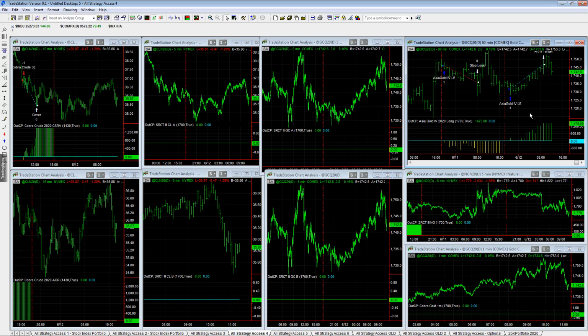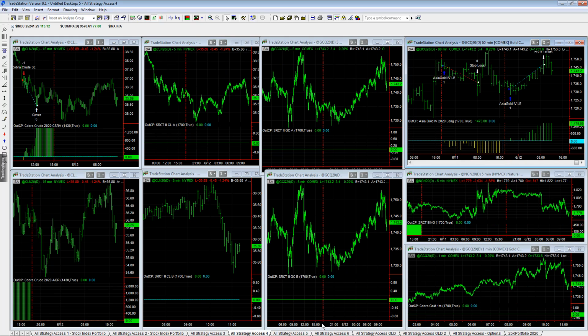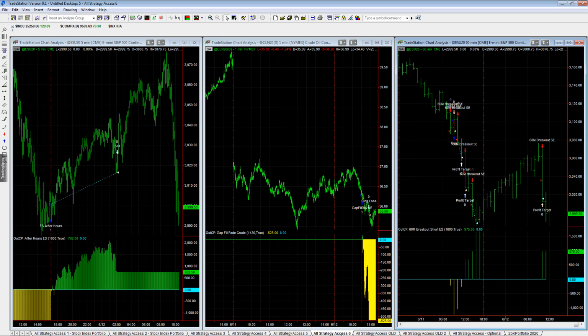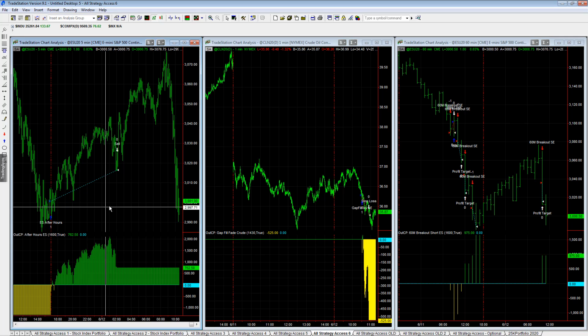If you're trading all strategy access, you're trading both of these. They were up 3,000, and then you had the loss on the short side for minus 500. So up 2,500 in gold. Nice trades there. All strategy access 5. No trades. All strategy access 6. ES after hours came back last night. Gave a lot back in that last hour like it did the other night, but plus 762.50.